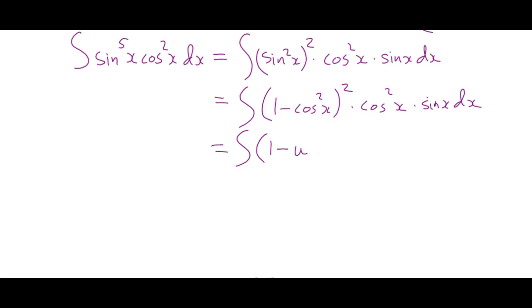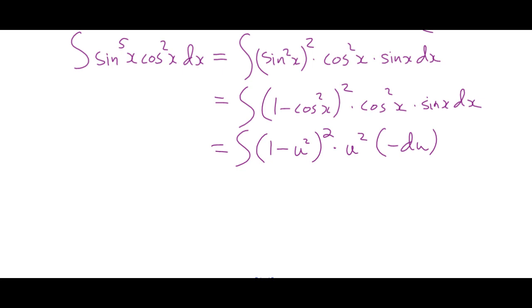So it's 1 minus u squared, quantity squared, times u squared times du, right? Sine x dx. Isn't it times negative du? You're right, times negative du. Yeah, we'll do that on the next line. Good catch. As if I did that on purpose.